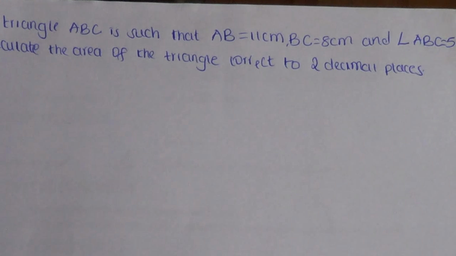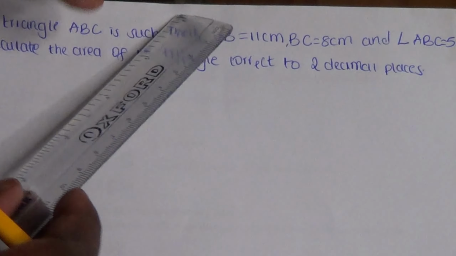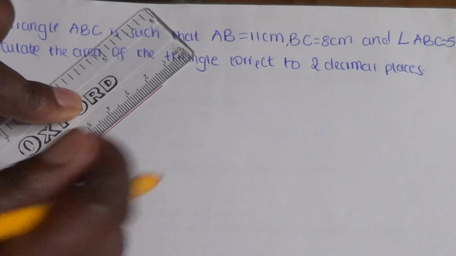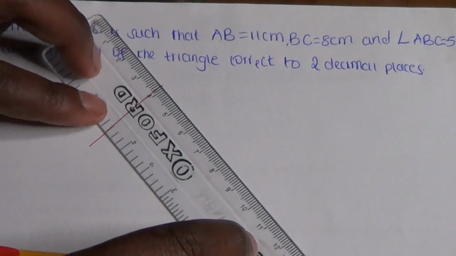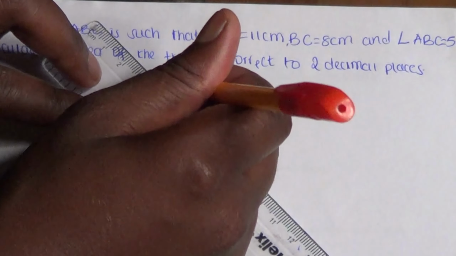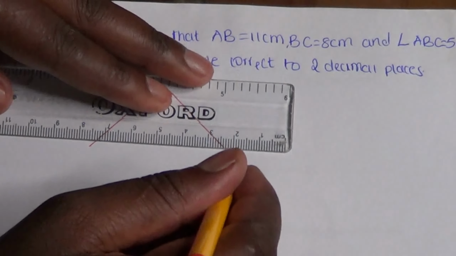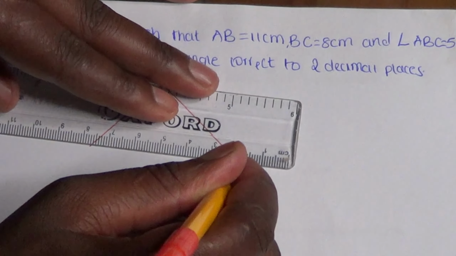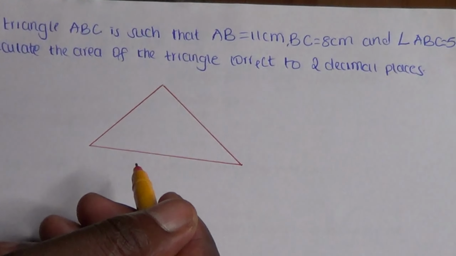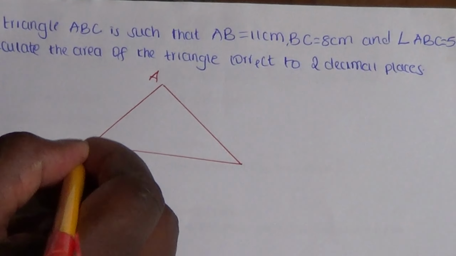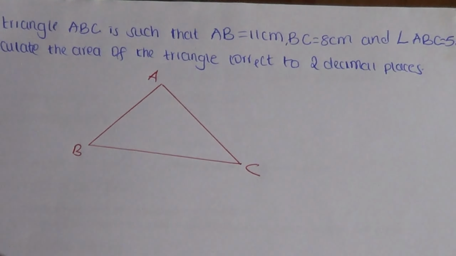This question here, we want to look at the area of a triangle. But first of all, you need to draw the triangle given here. Triangle. Now let us make this an A, B, then C.